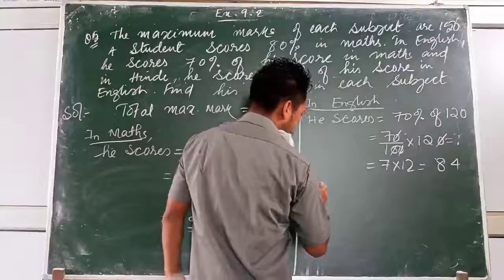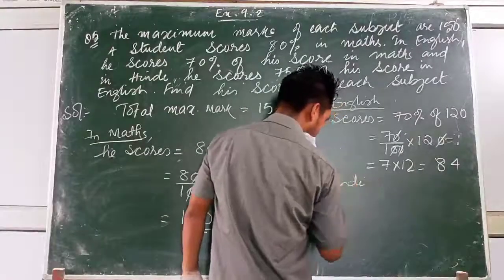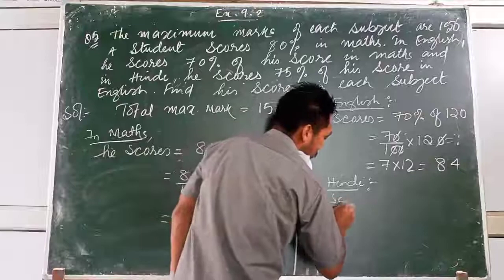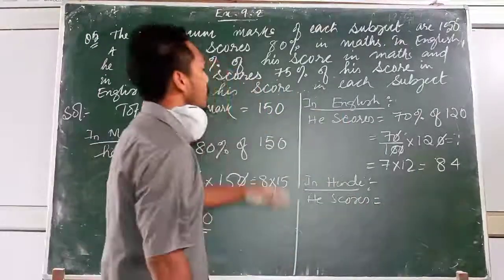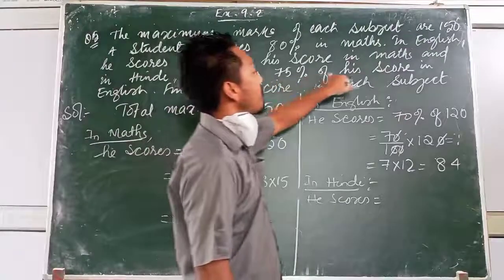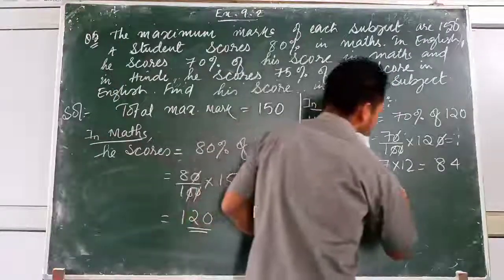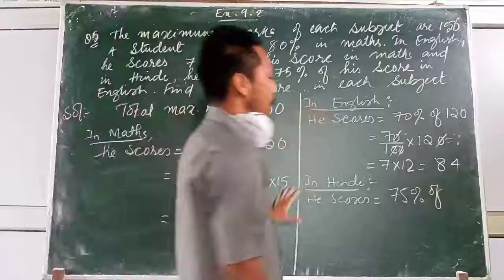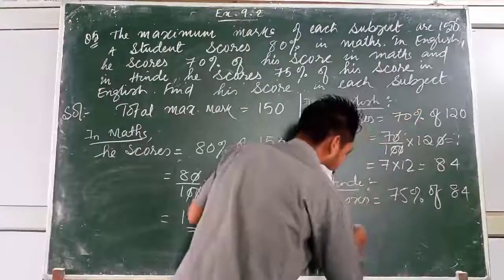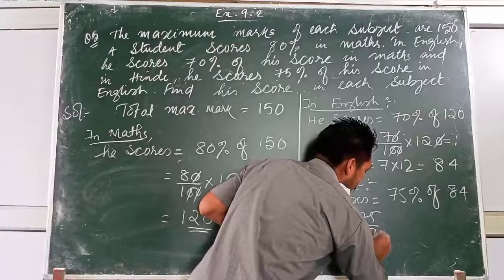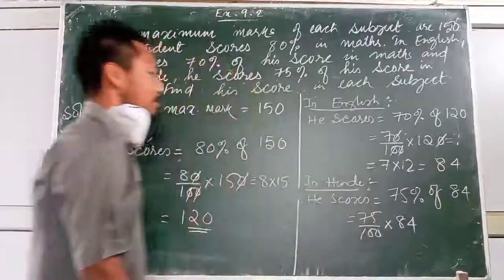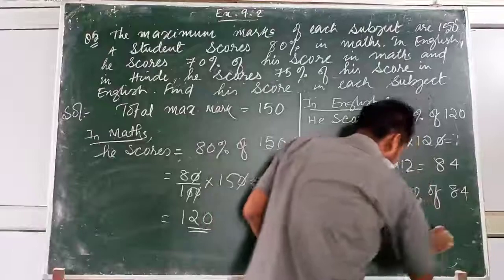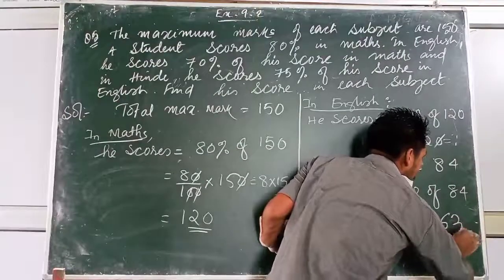Now in Hindi, we have to find out how much you have scored. In Hindi, he scored 75% of his score in English. In English the score is 84. So 75% of 84 is 75 by 100 into 84. If you multiply all this, your answer is 63.